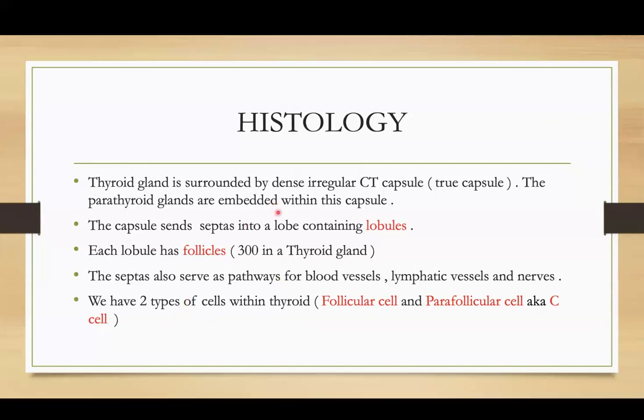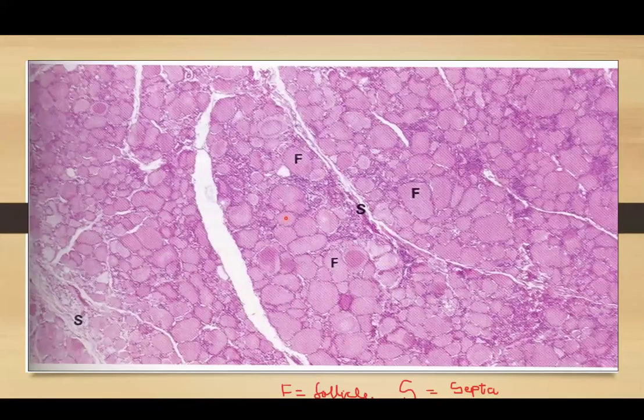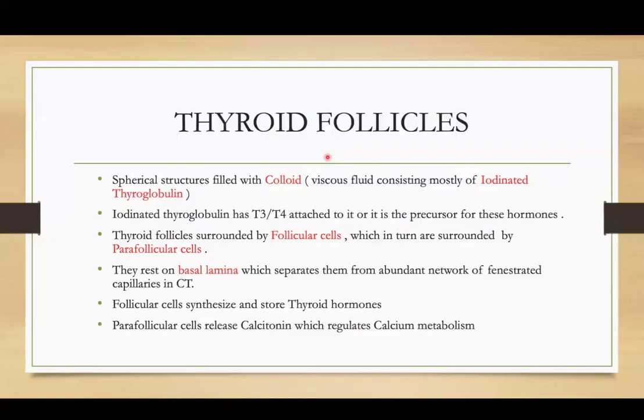Okay, so I have a diagram which is going to make it easier. So F is the follicle, right? That's present. There's 300 of these in a typical thyroid gland. And then S is the septa. So these structures over here are septas. They're sent in by the capsule to separate them into lobules. So this whole structure is one lobule. And then this septa separates it from the next lobule. And then this septa separates it from the next lobule. So you can see how it's making lobules, right?